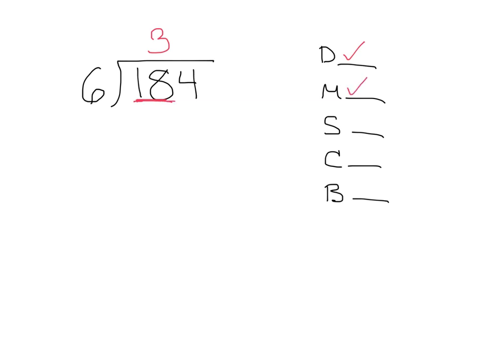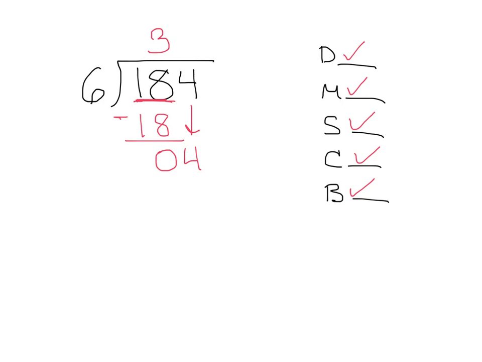Now I multiply. 3 times 6 is 18. And now I need to subtract. 18 minus 18 is 0. Now I check, is 0 smaller than 6? Yep. And now I need to bring down. So I'm going to bring down that 4 and check that off. And after you bring down, you always divide. Every time. So if you just brought down, you're going to divide.